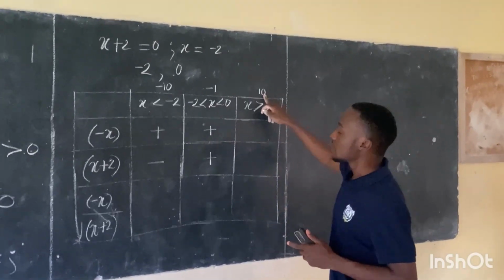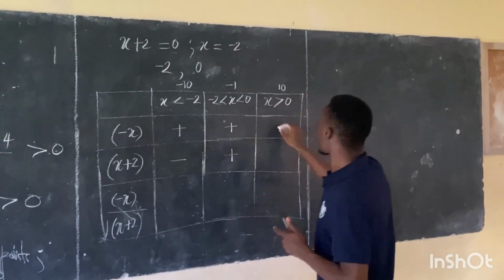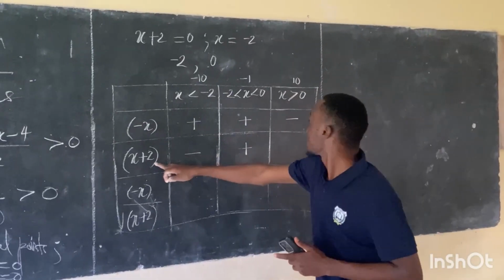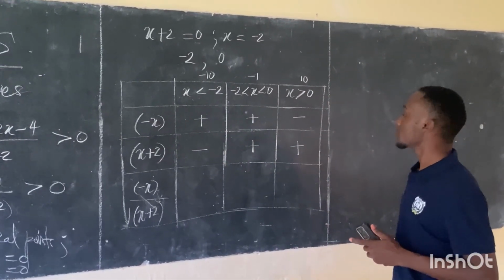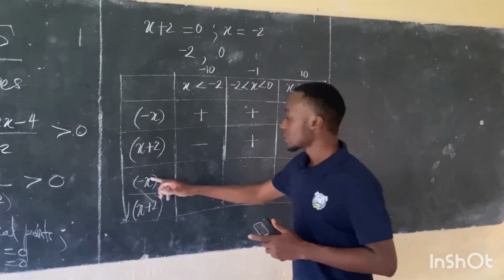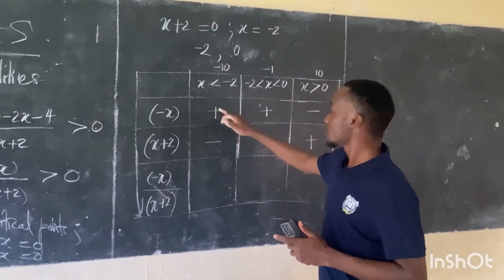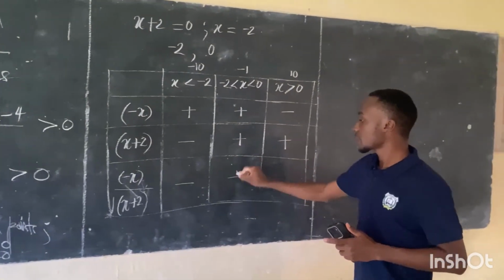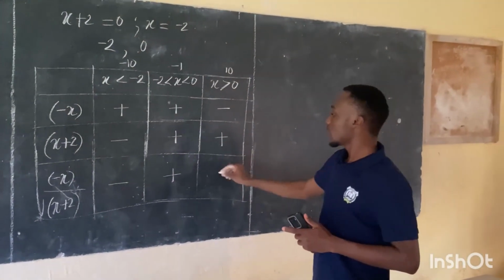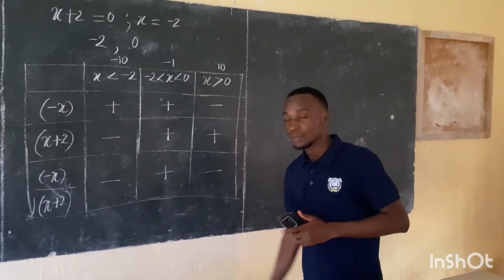Now we come here. A 10 in here makes that negative, and a 10 in here makes that positive. And finally, this divided by this. Therefore, a positive divided by a negative, we get a negative. Positive divided by positive, we get a positive. Negative divided by a positive, we get a negative.